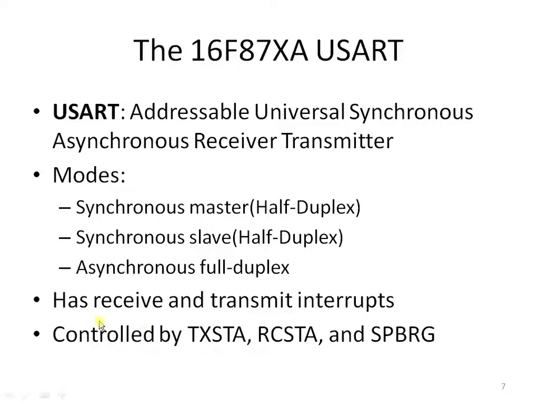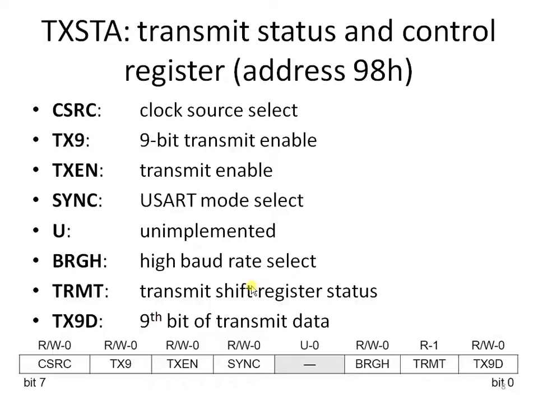In order to use this particular peripheral, we have to program some registers, as you can see here: TXSTA, RCSTA, and then SPBRG. These are the three registers which we need to configure before using this UART. Let us see in detail about each and every register. TXSTA is nothing but the transmit status and control register, and its address is 98H. We'll see the importance of each and every bit here.